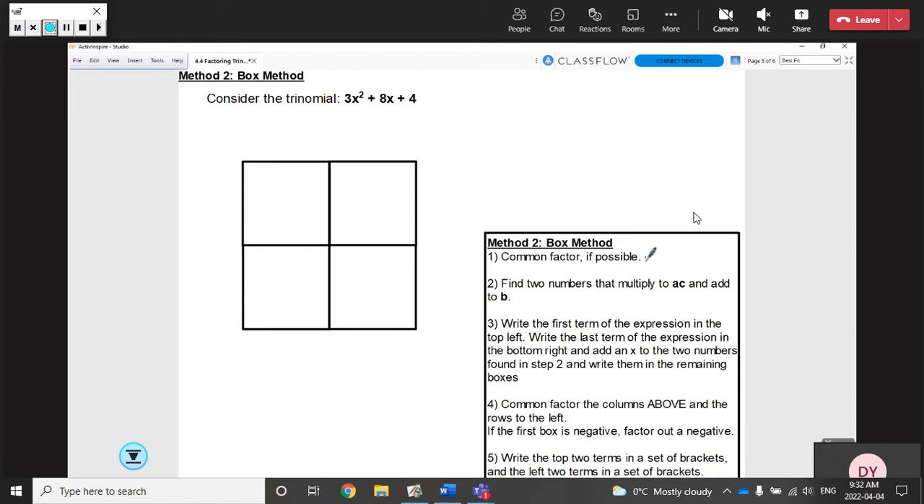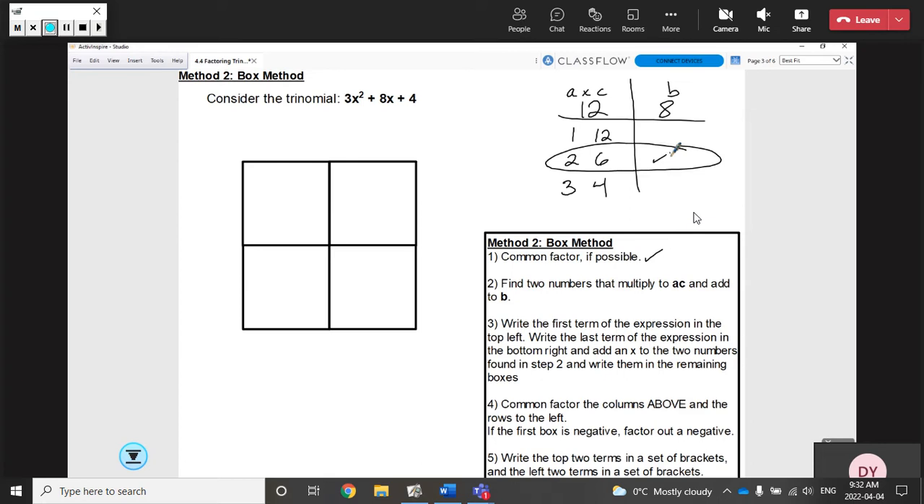First, common factor if possible, we can't. Find any two numbers that multiply to a times c and add to b. So, right, a times c and b. Our a times c is 3 times 4, which is 12, and our b value is 8. And in the previous slide, we know the pairs are 1 and 12, 2 and 6, 3 and 4, and you know that 2 and 6 are the numbers here.